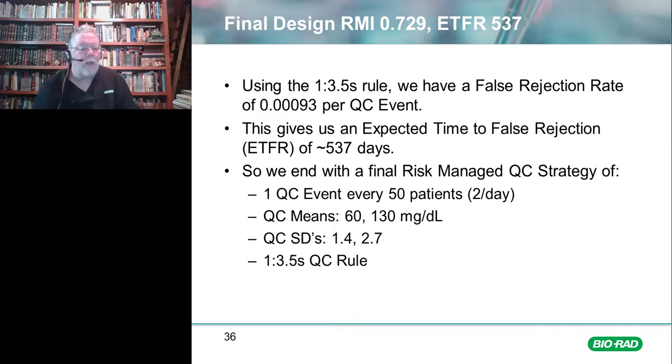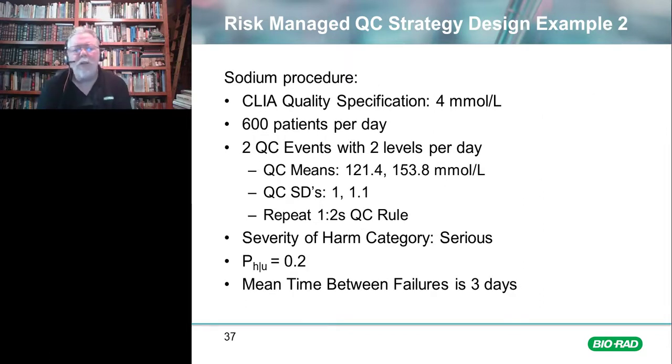Okay, let's take a look at another example here. So now I've got a sodium procedure. I'm testing 600 patients a day with 2 QC events. I'm using a repeat 1-2S QC rule. My severity of harm rate is serious, but here I've determined that really we have a pretty high tolerance for sodium results that are outside of this quality specification. And I have a lot of failures on this test method. So my sodium procedure does not have a very high reliability.